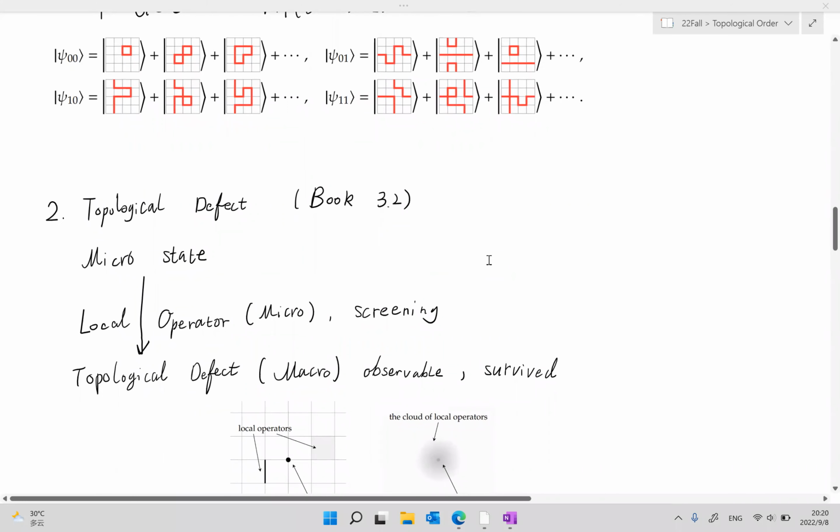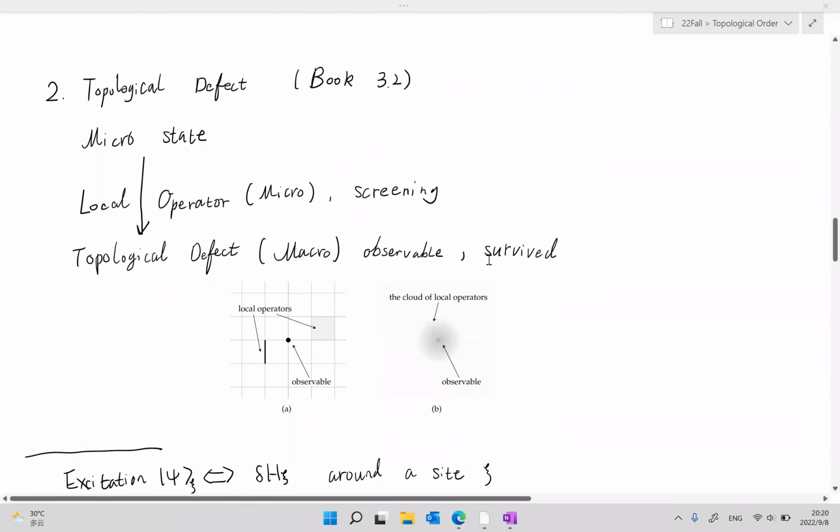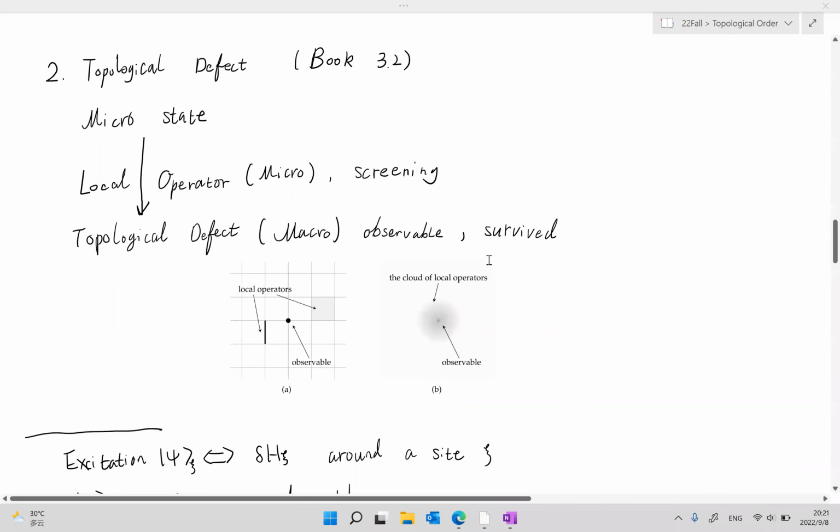Okay, now let's continue. Now we are going to introduce the topological defect. This is a very important building block of our categorical description. I think there are many hand-wavy arguments here too, so bear with me.